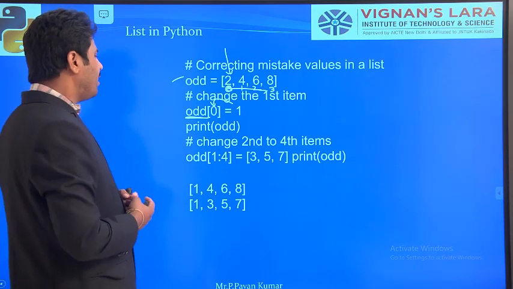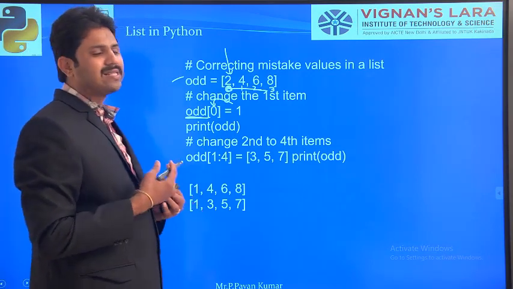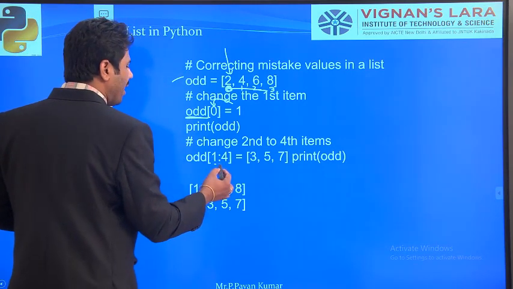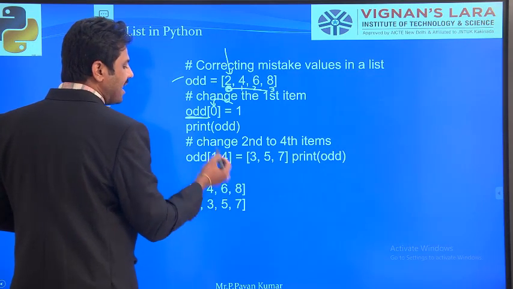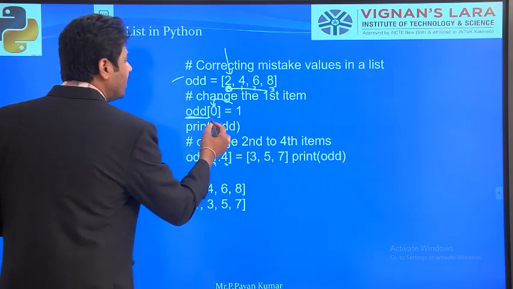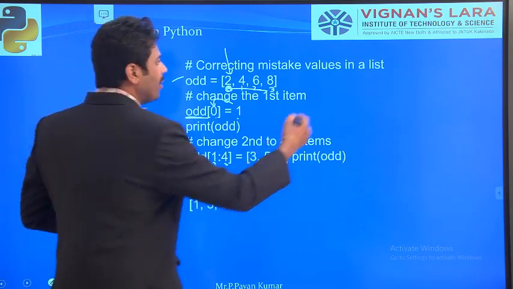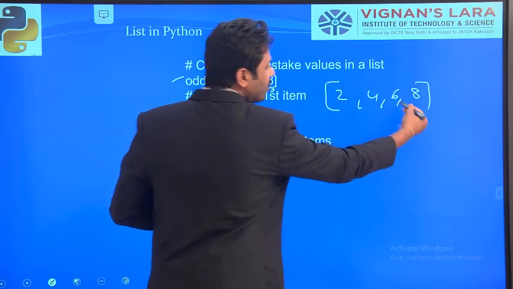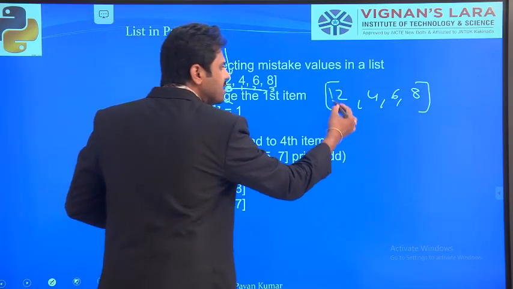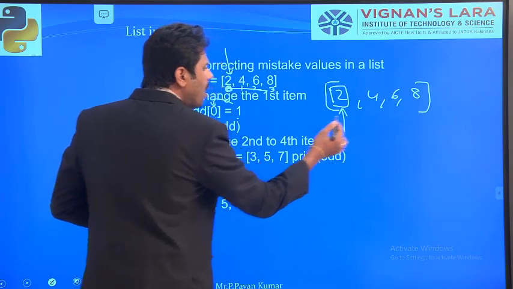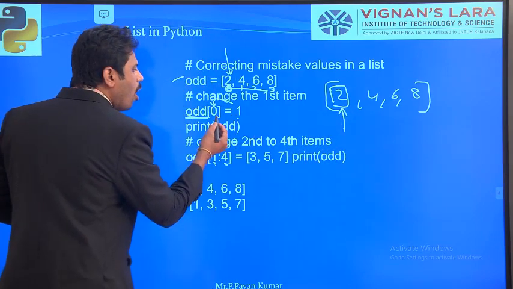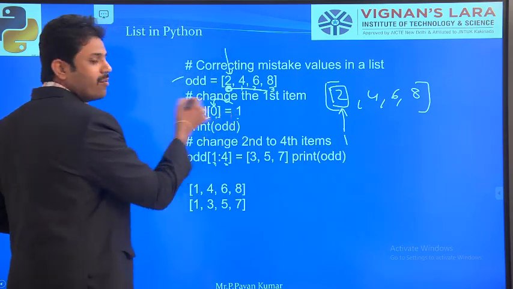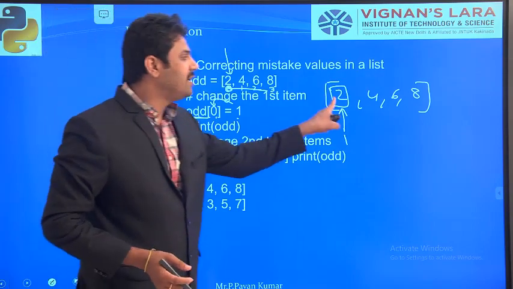Next, we have one more thing. By using a slicing operator also you can change values. So you have values 1 to 4, that means 1 slice 4. You have changed 0 with 1. Your original list is 2, 4, 6, 8. You have changed this value by using odd of 0 equals 1. You have changed this single value.